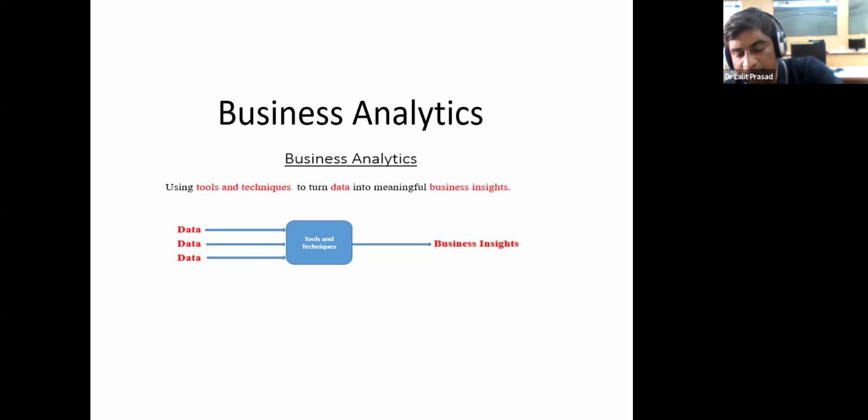Then there is another terminology, business analytics. What is business analytics? You have understood the definition of analytics, so I am not going to define it again. If we are using analytics in the various functions of business, then it is known as business analytics. Then again I have used one terminology: what are the various functions of business?